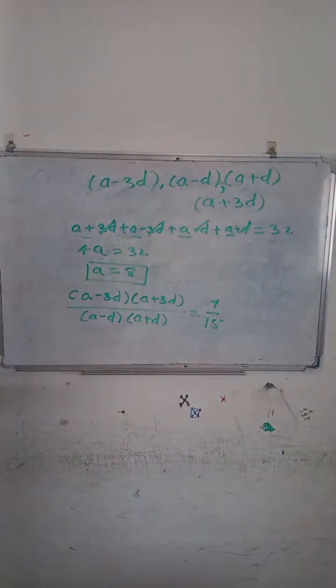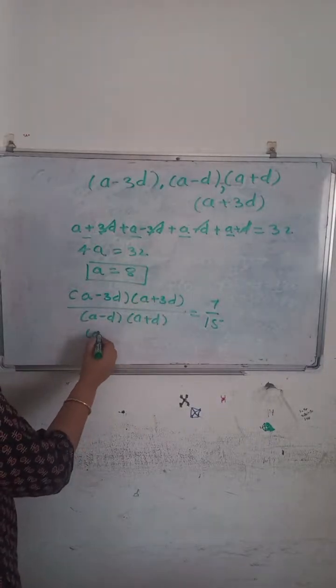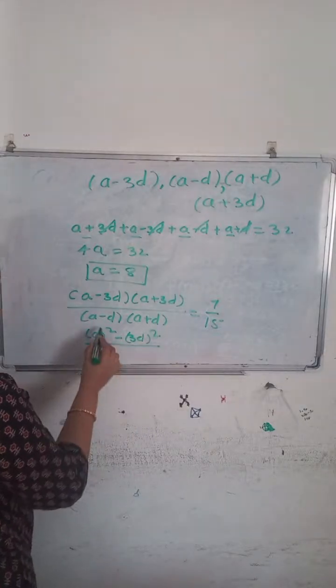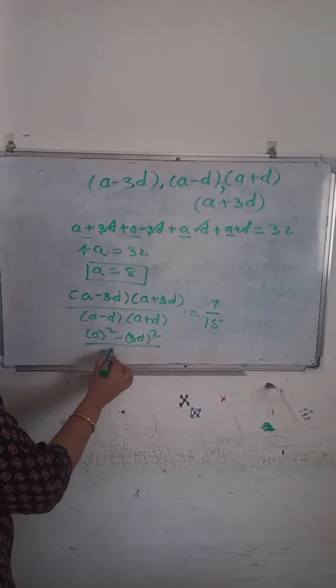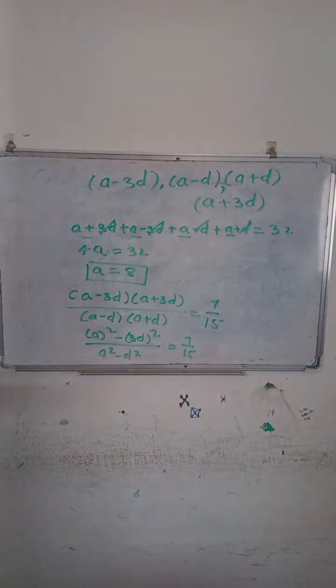Now you can open this bracket. Here you can do (a minus b)(a plus b), that is nothing but a square minus (3d) square upon (a plus d)(a minus d), that is a square minus d square, is equal to 7/15. Okay, so we can write here 7/15 and we will try to simplify. I hope everyone has copied these above 2-3 lines so that I can simplify, and I will calculate the value for d from here. And once we get the value for d, then we can obtain the AP.